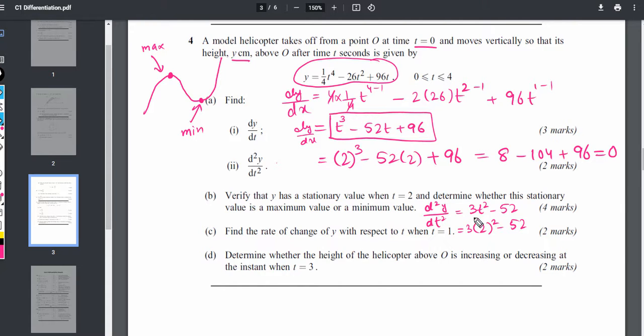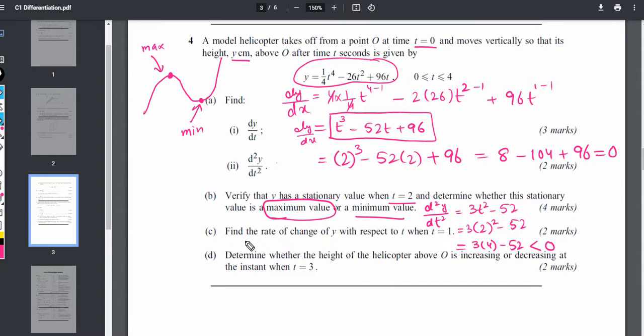Once I solve it, it'll be like 3 times 4 minus 52. That will be a negative value, that is less than 0. It means at t equals 2, I will have a maximum value. So if we put t equals 2 into the function of the double derivative and we get a negative answer, then that value is a maximum. If we get a positive answer, then that value is a minimum. So this is it for part B. Now let's see part C.